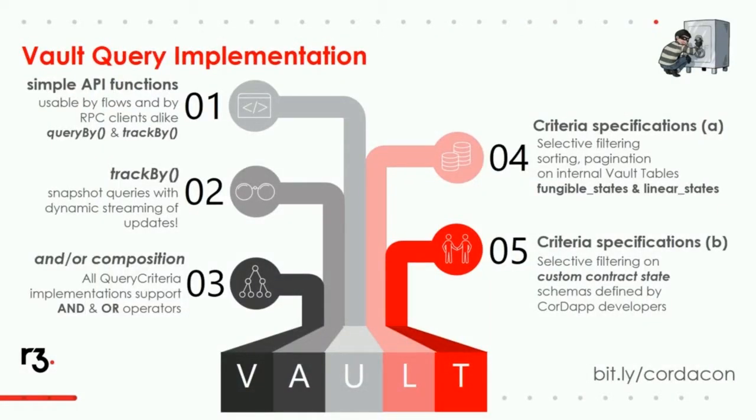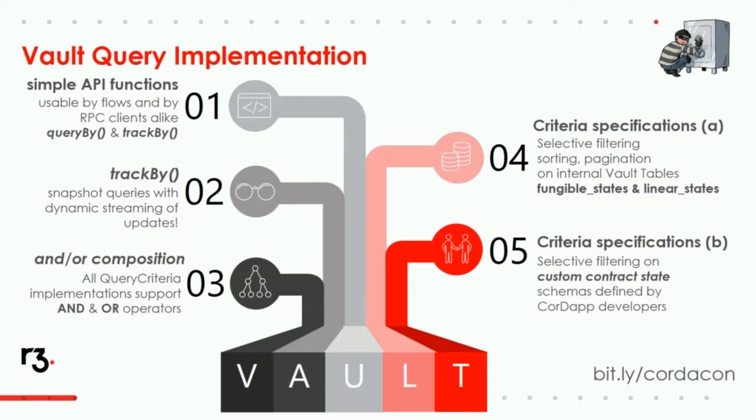So the Vault query implementation, as I said earlier, is a very simple query API in the sense that there are two methods, query by and track by. Those two methods take several parameters. They take query criteria. There are four types of query criteria. There's a common query criteria that will allow you to query on any of the attributes of the Vault states table. There's a fungible query criteria, and there's a linear state query criteria, which allow you to do filtering, etc., on the other tables.